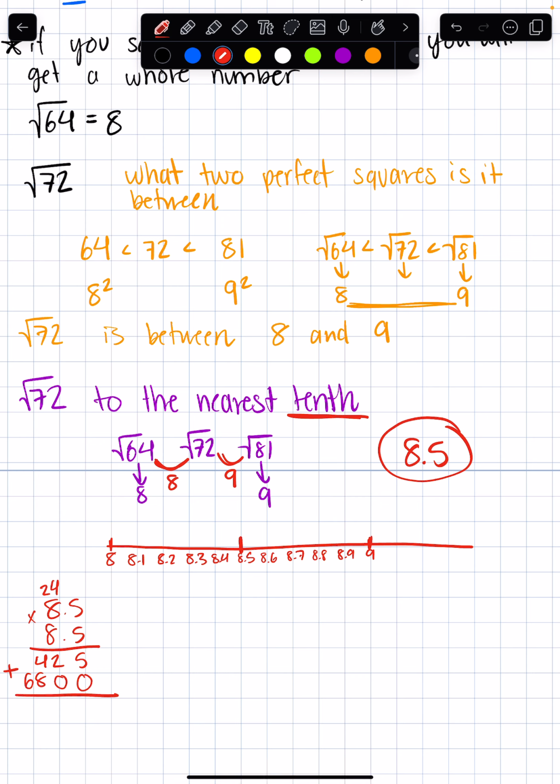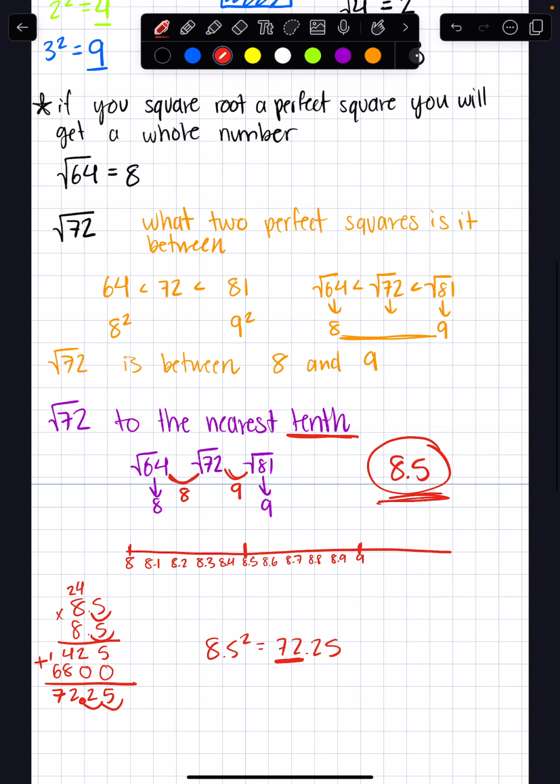So now all you have to do is add these together, so that would be 5, 2, 12, carry your 1, and 7. And then since we have 2 decimal places in our problem, we need 2 decimal places in our answer. So it's 72.25. So since 8.5 squared is equal to 72.25, we know that that's super close to being 72 exact. So we should call this good enough for our answer, and our answer is 8.5.